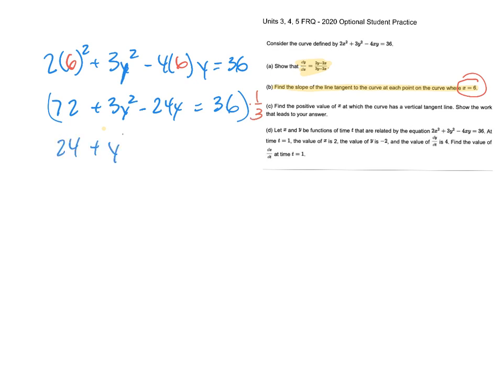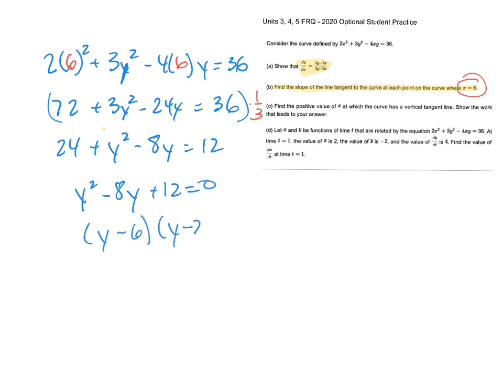And this would be y squared, and this would be 8y, and this equals 12. And then, of course, we're going to have to solve this quadratic, so we get y squared minus 8y minus 12. So that's going to be plus 12 equals 0. Factoring this, it's minus 3, minus 6, and minus 2. That means the solutions are 2 and 6.